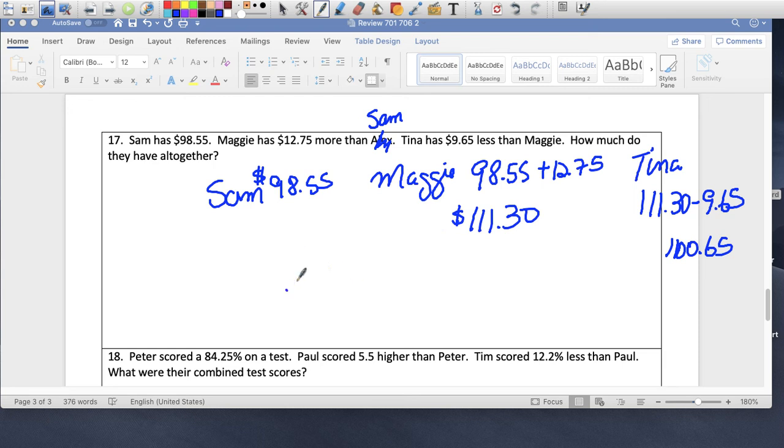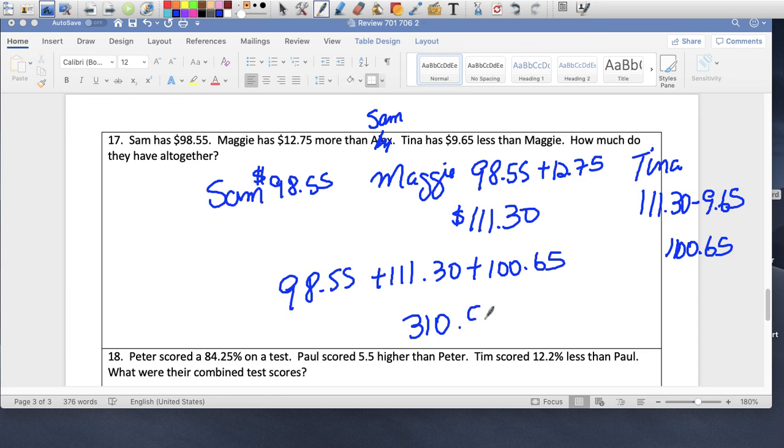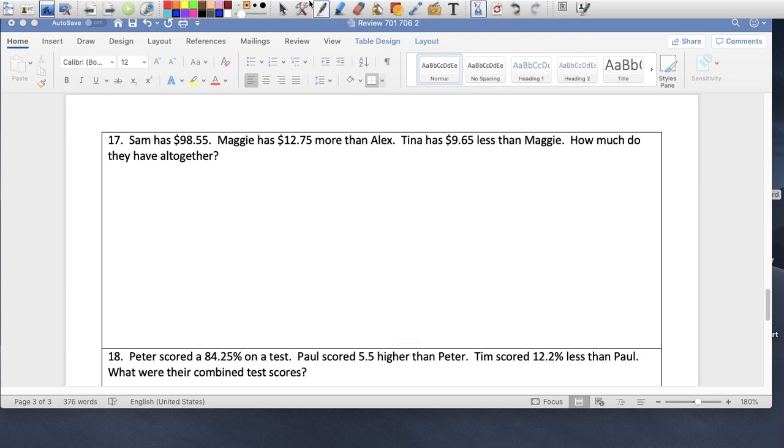And how much do they all have together? You just add 98.55 plus 111.30 plus 101.65. And the total that they all share together is 311.50.